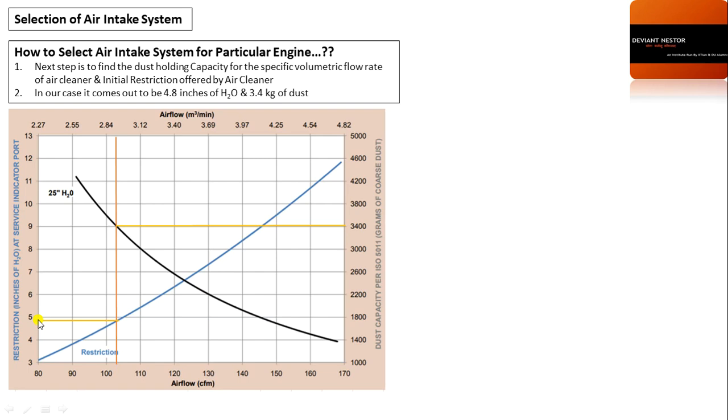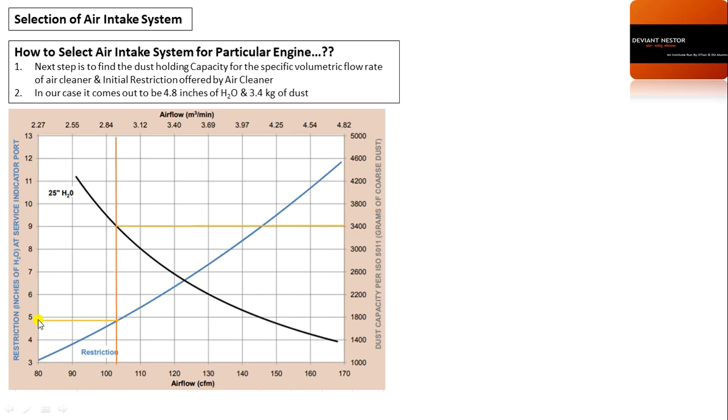Initial restriction is, as I have told you earlier, when there is a flow of air in the air cleaner, it consists of an air cleaning system which is made of paper element, and it restricts air to flow. When there is restriction, it means there is a suction power of the engine, and an external thing, the air cleaner, which is restricting our flow. So we need to keep in mind that air restriction should be as minimum as possible.